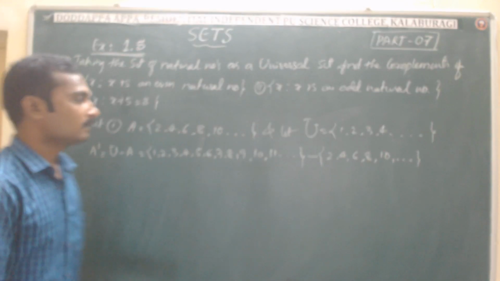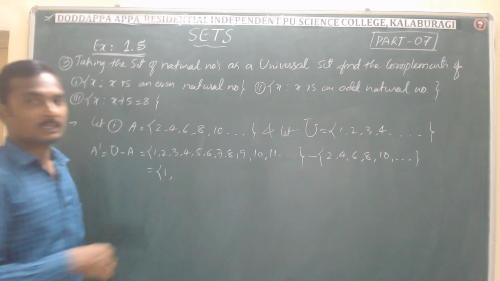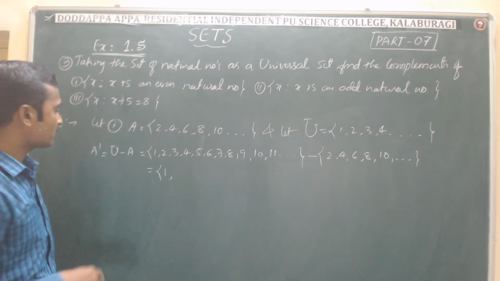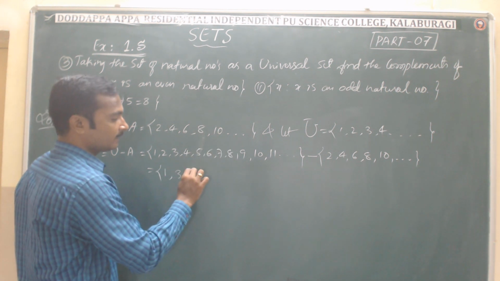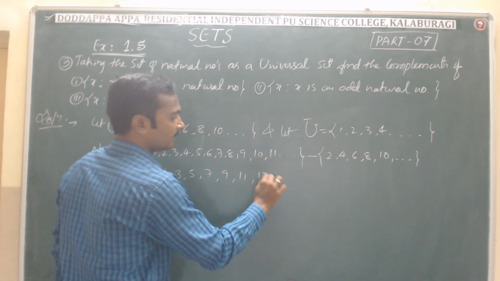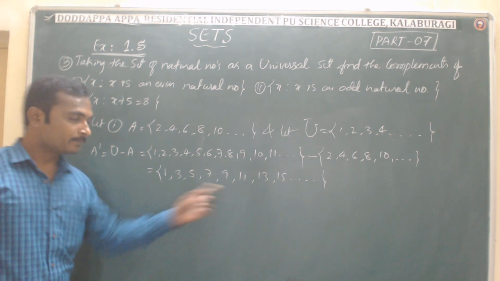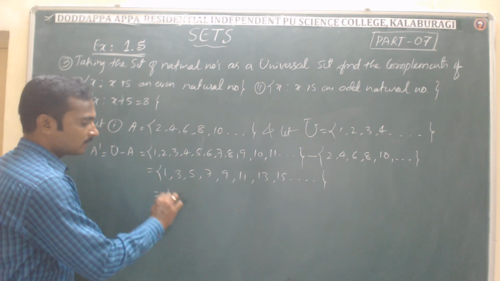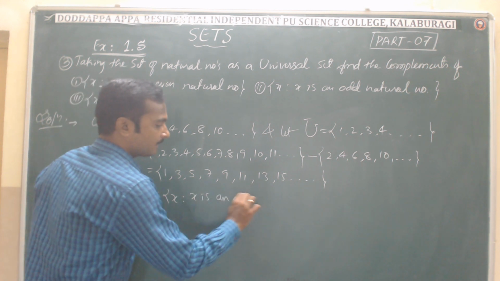What is the set left? So the elements: 1 is left in the complement of the set A, 2 is deleted, 3 left, 4 is deleted, 5 left, 6 is deleted, 7 left, 9, 11, 13, 15 and so on. Now if you observe these elements, what are these elements? These are nothing but the set of all x's, that x is an odd natural number.